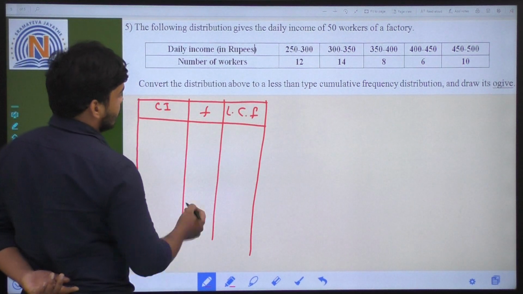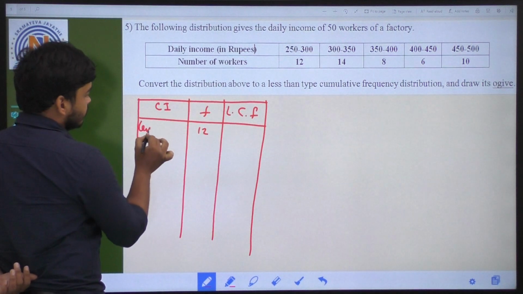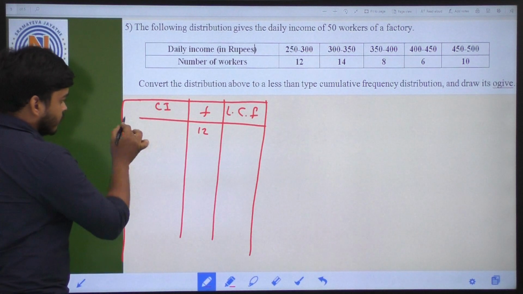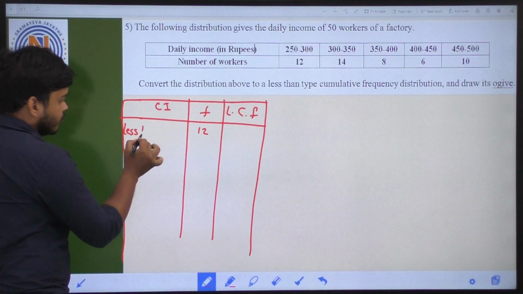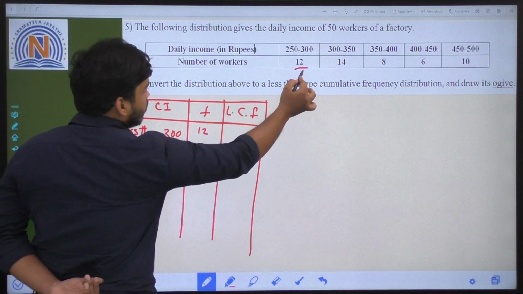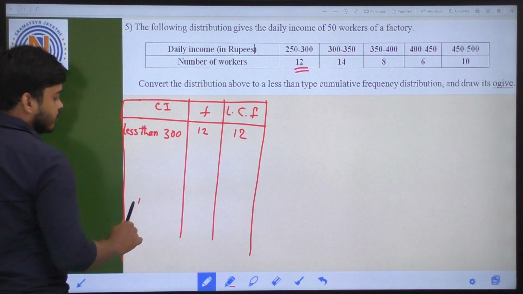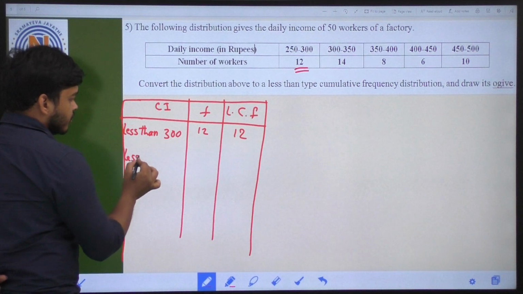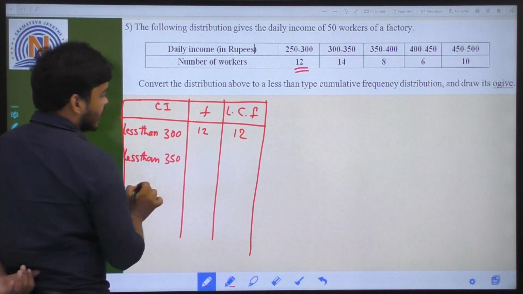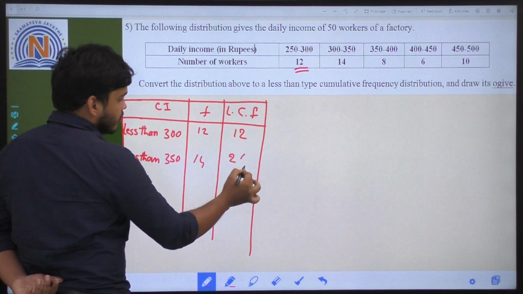Now first we should take 250 to 300, less than 300. How many members are there? 12 members are there, right? So less than cumulative frequency is also 12. Next, less than 350, we need to take upper limits. So the frequency is 14, so 12 plus 14 is 26.